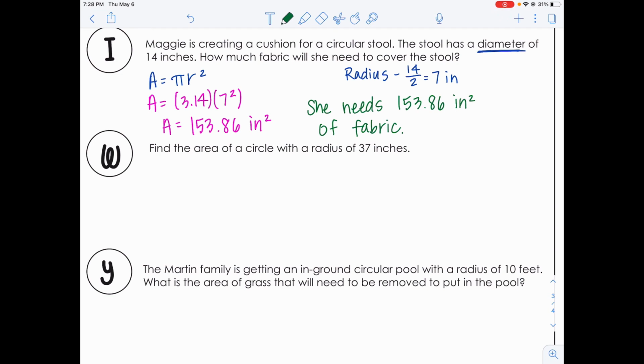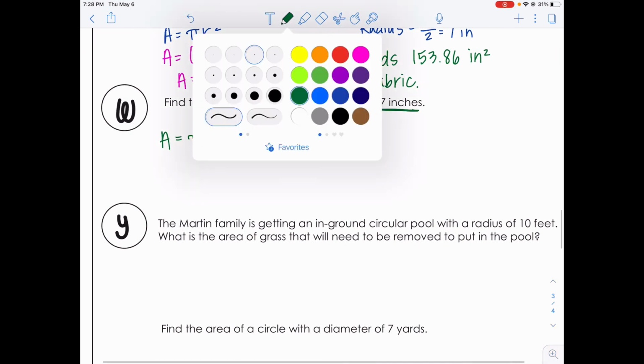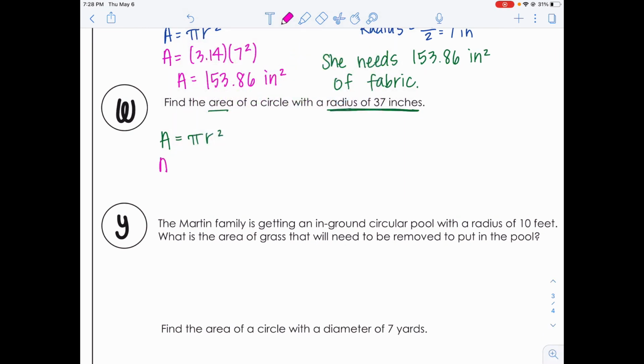First thing, because it says we're finding the area, I'm going to use the formula for area of the circle. Area is pi times the radius squared. Now I'm going to read through my problem. They gave me the radius of 37 inches. Because they gave me the radius, I can go ahead and just plug it straight into my formula. Area equals 3.14 times the radius, which was 37, and we're going to square that.